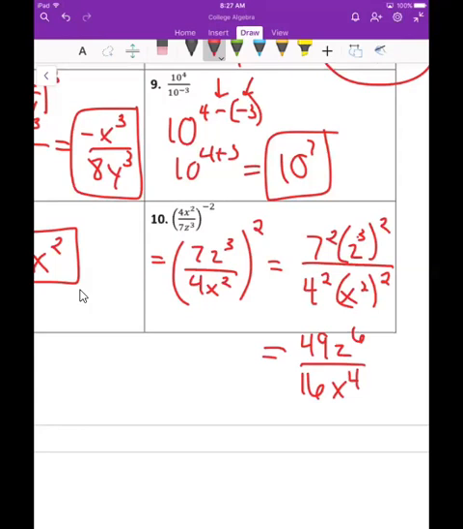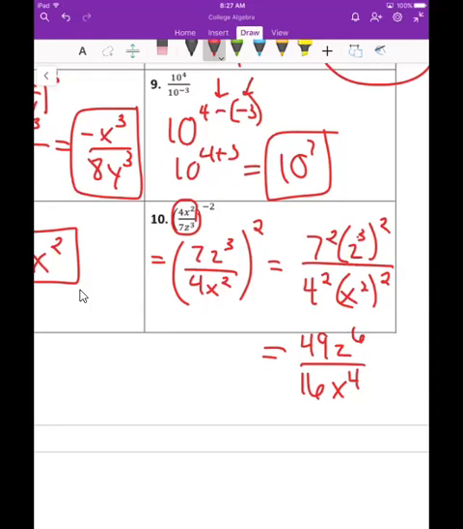This is another example where, if the z was actually an x from the beginning, you could have simplified inside the parentheses first and then distributed that outside power, which again is something I would always suggest doing.